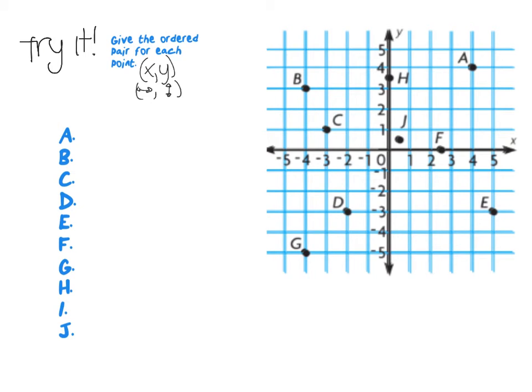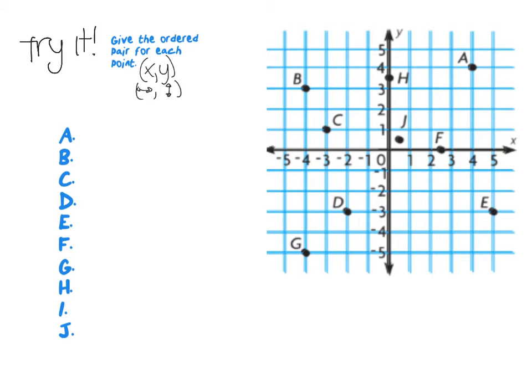Okay, here's your first try it problem. I want you to go ahead and graph the ordered pair for each point. Remember, X is going across and Y is going up and down. So go ahead and graph those for A, B, C, D, all the way through J. This will take you quite a bit of time. I don't expect you to do this quickly. It should take you at least 4 minutes, okay? So go ahead and do that now.